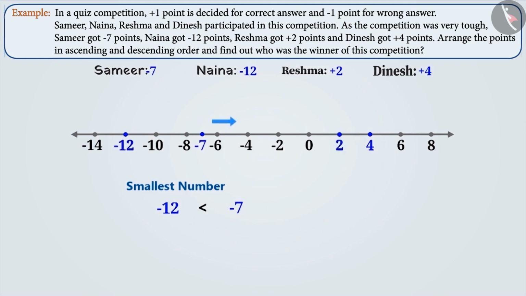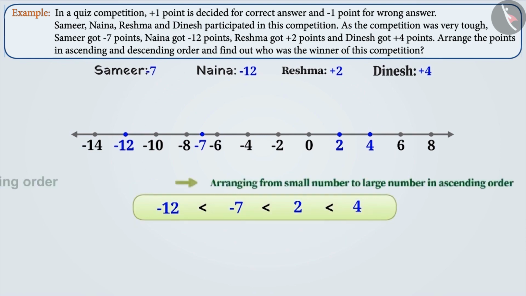Then the next number is plus 2, which is to the right of minus 12 and minus 7, and hence it is larger than these two. But plus 2 is to the left of plus 4, and hence is smaller than plus 4. That is, the number plus 2 will be written after the number minus 7. Since plus 4 is to the right of all of them, it is the larger of the lot. So after plus 2, we will write plus 4.